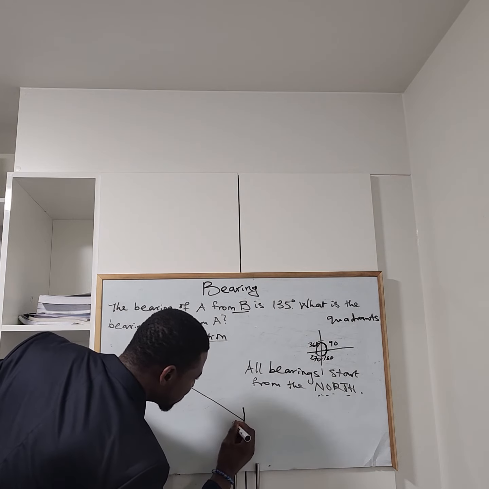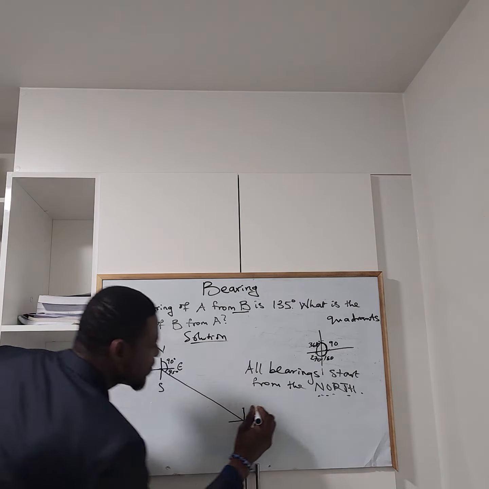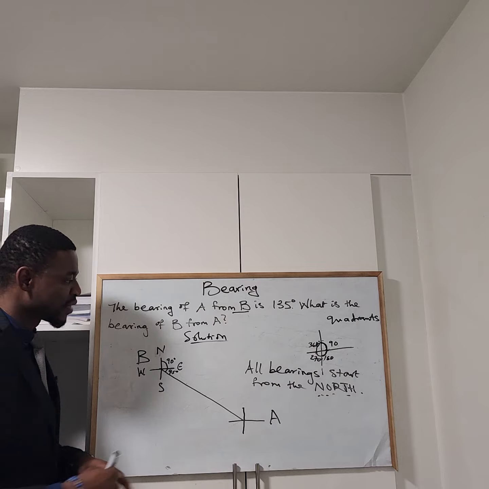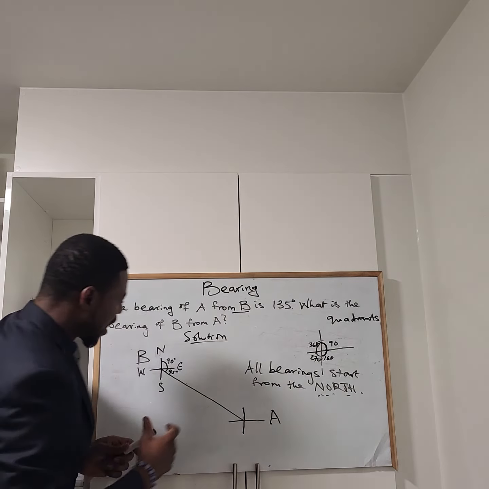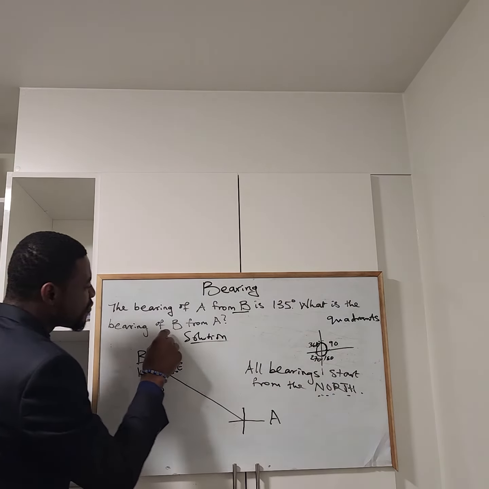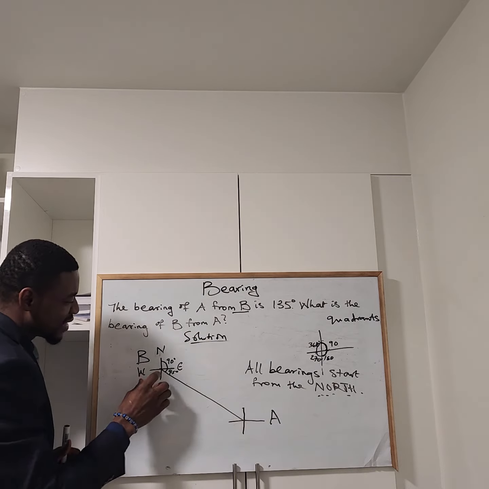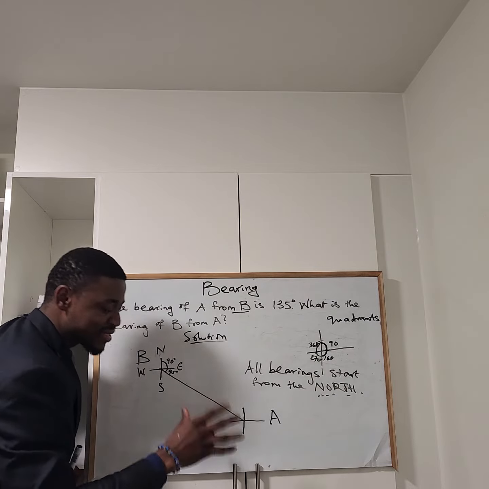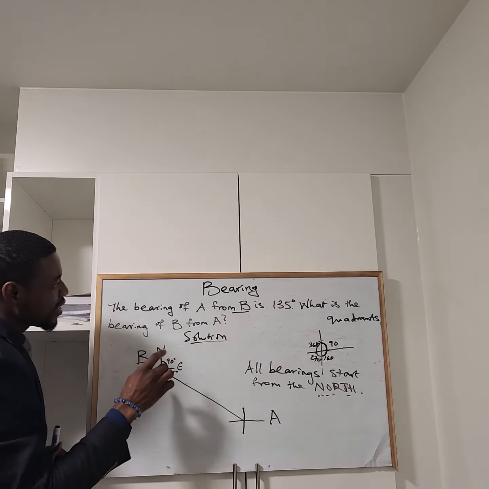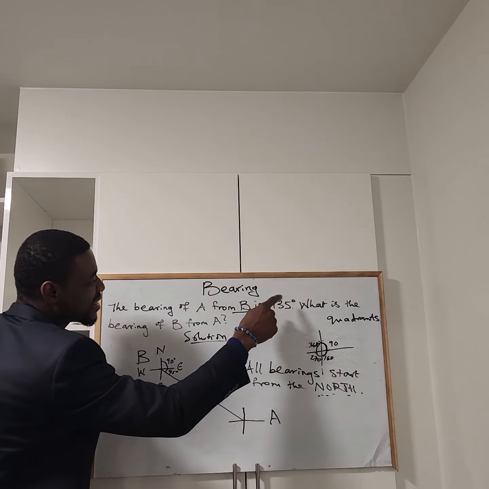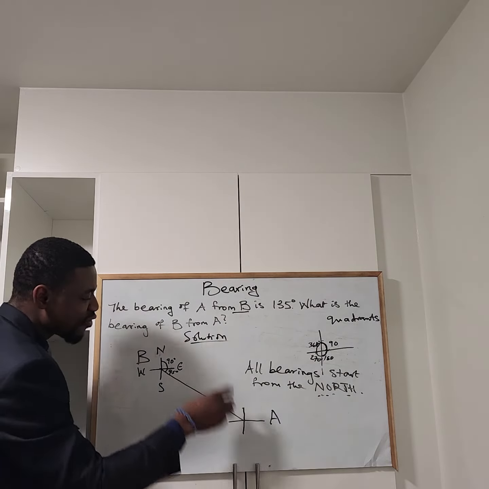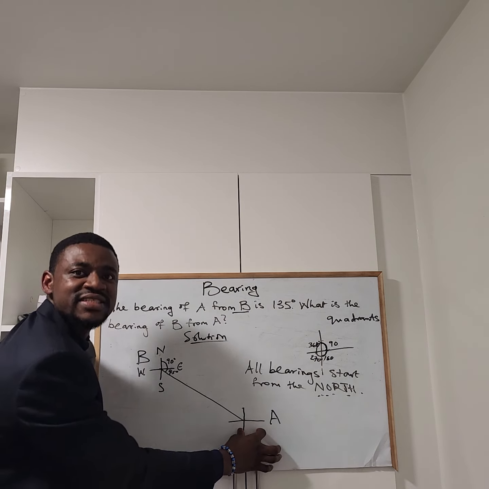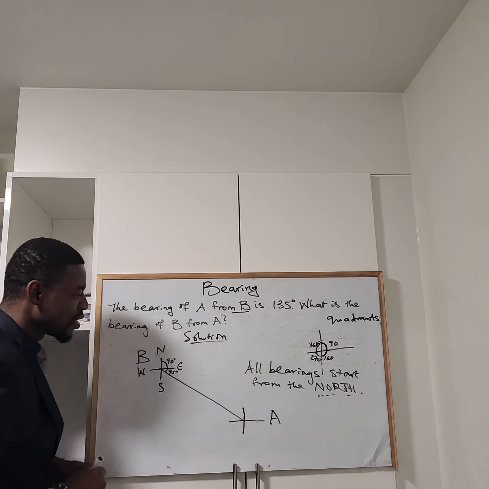Alright? So this becomes my point A. Did you see that now? This becomes my point A. The question is, find the bearing of B from A. So it means now that the bearing of B is where? At A. Exactly. It's as simple as that. If the bearing of A from B is 135, what's the bearing of B from A? So the bearing of B that we're looking for must be found where? At point A. It's as simple as that.